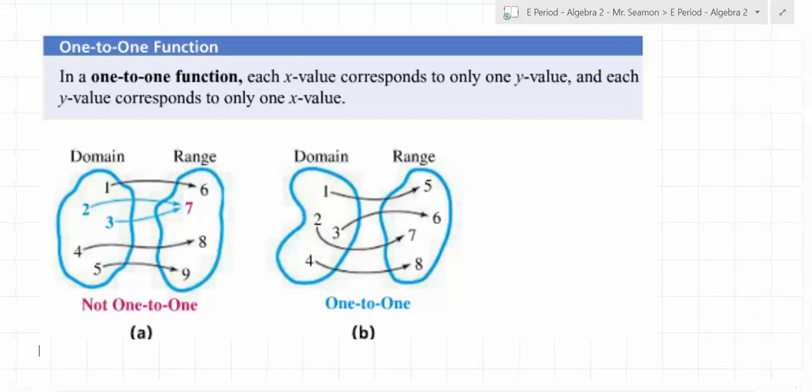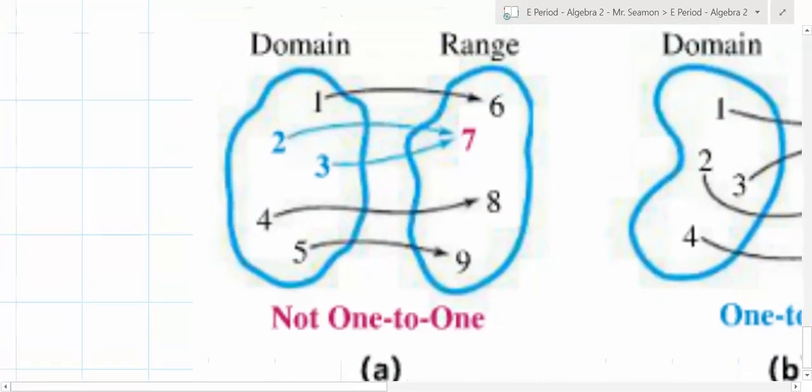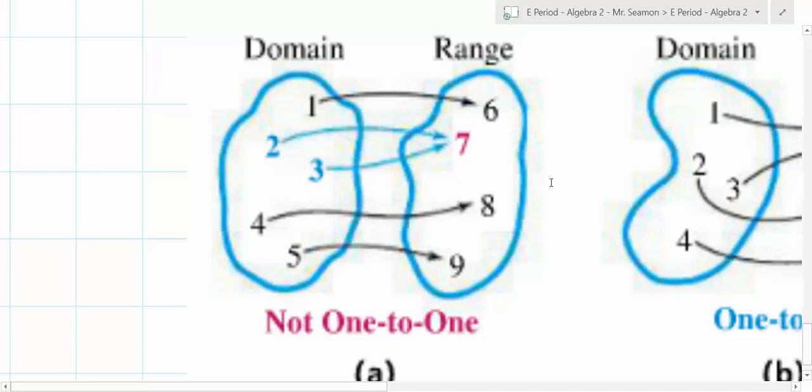In a one-to-one function, each x value corresponds to only one y value, and each y value corresponds to one x value. So for example, on this one right here, is the one on the left a function? Yes, it is. For example, what is 2 squared? What is negative 2 squared? Can you plug in different values into a function and get out the same thing? Yes. Could you find a function where you plug in 2 and get out 7 or plug in 3 and get out 7? Yes, you can.